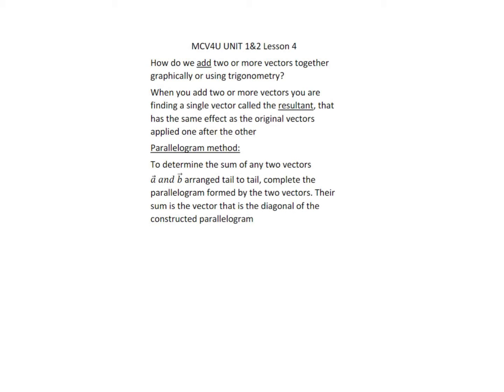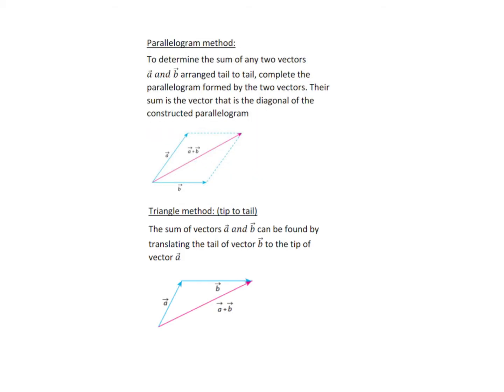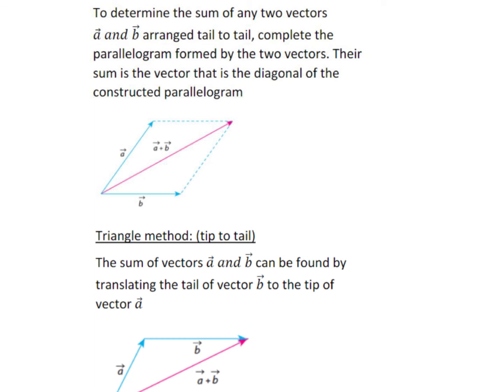So there are two methods. One is called the parallelogram method. In the parallelogram method, we arrange the two vectors tail to tail, and then we complete the parallelogram formed by the two vectors. So for example, here's a diagram. If I had vector A and vector B, which are A there and B here, and I do them tail to tail, I can complete the parallelogram so that they meet there, and then the resultant would be this vector that goes from corner to corner.